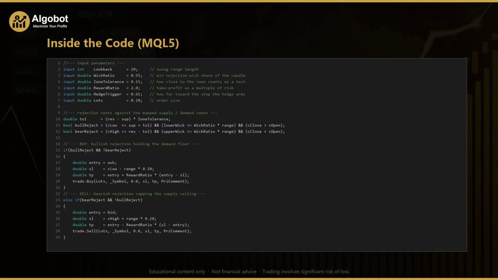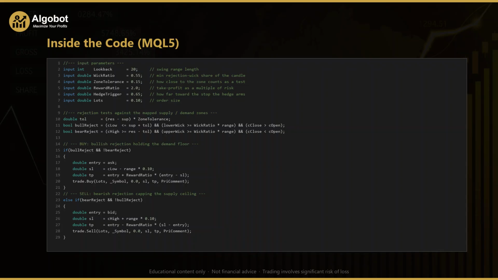Then come the two signal blocks. In the buy block, when bull reject is true and bear reject is not, the strategy reads the ask price as the entry, sets the stop just below the candle's low, and calculates the take profit as the entry plus the reward ratio times the risk. It then calls trade.buy with the lot size, symbol, stop, and target.